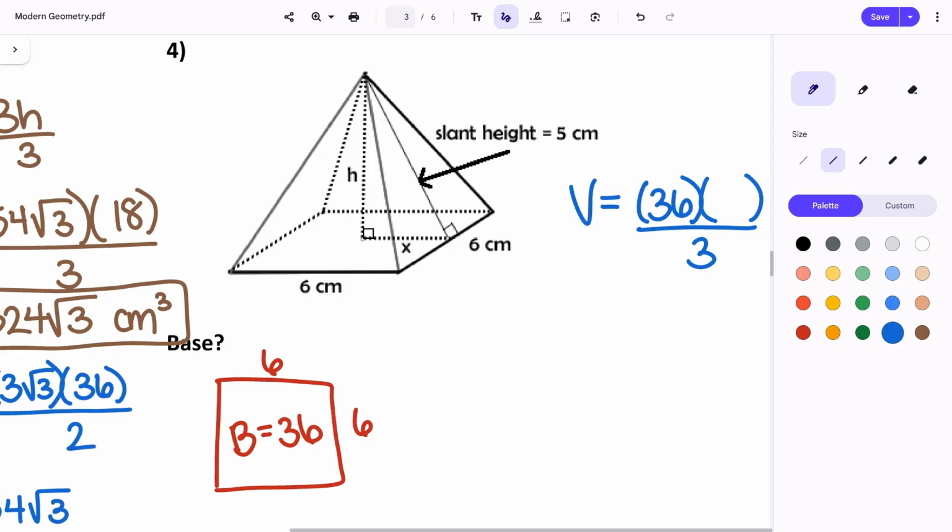Do you guys see how there's an H on the inside there? What are they giving you? The slant height. We don't want to use slant height for volume. If this was surface area, I would be able to do what I need to do. But I don't want to use slant height here. I want to use regular height. So I need to think about what's going on the inside here.